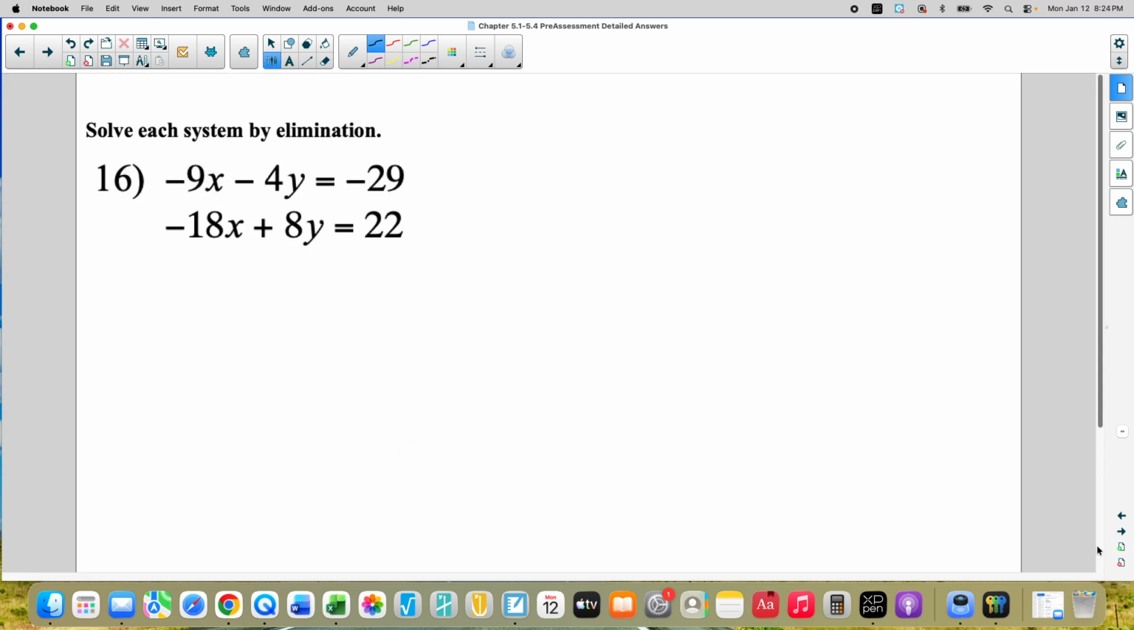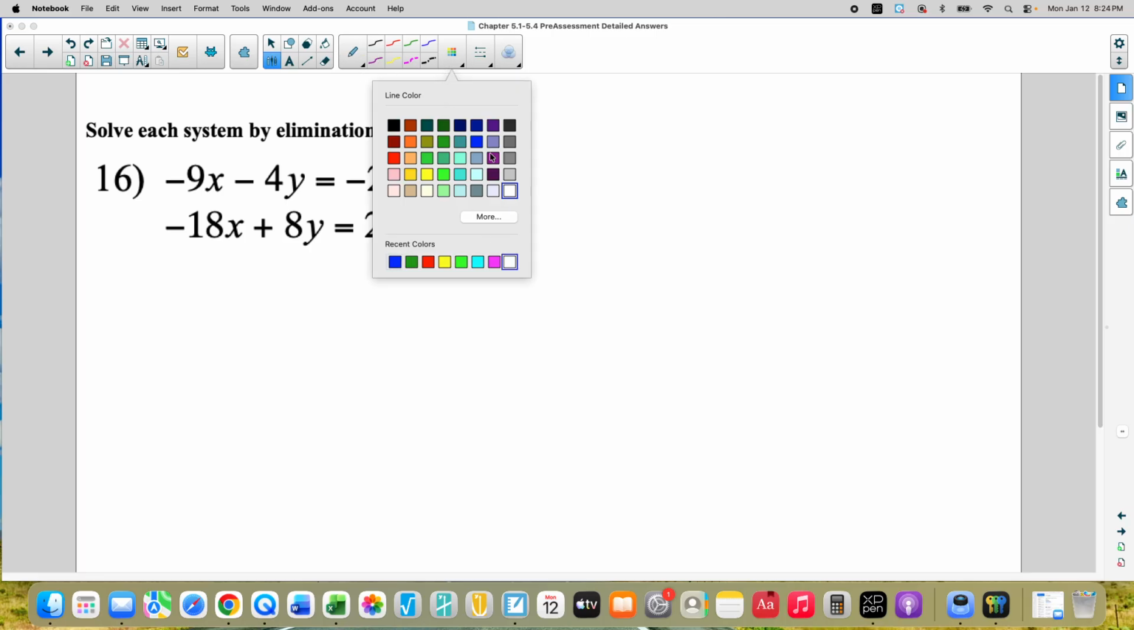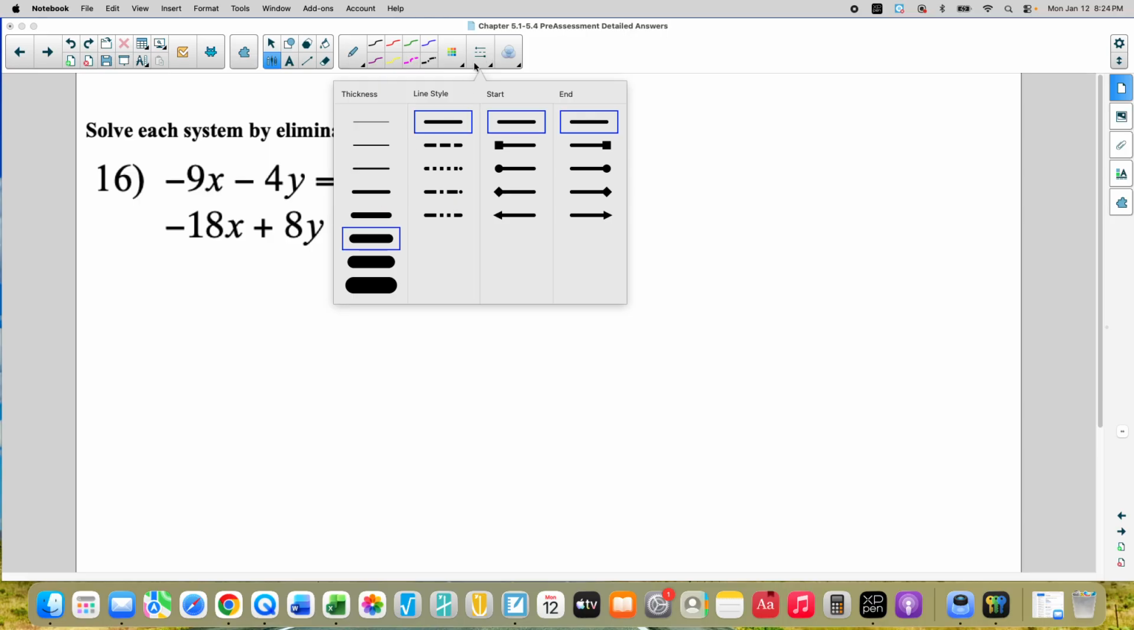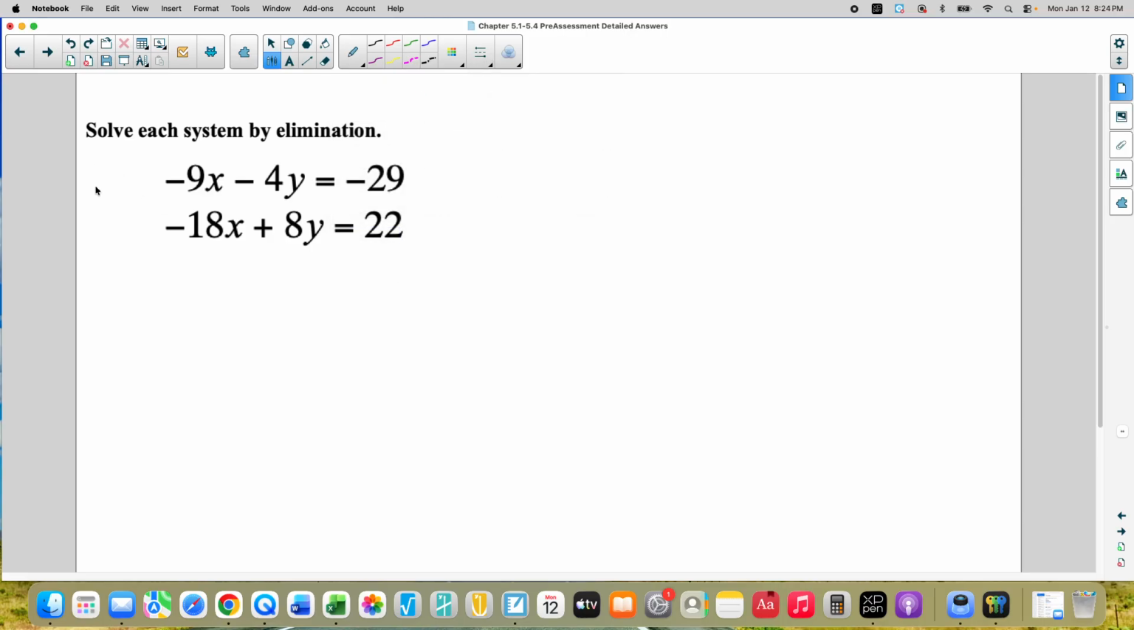Now, elimination. So we're adding the columns, but what's the problem here? They don't cancel. So we can't use addition just yet. We're going to have to manipulate this equation a little bit. We're going to have to change it by multiplying it by a proportion. So I'm going to move this out of the way. That's number 16. We'll put that up there.